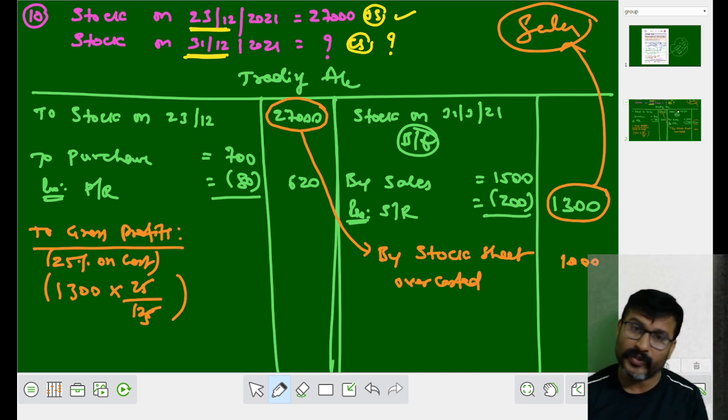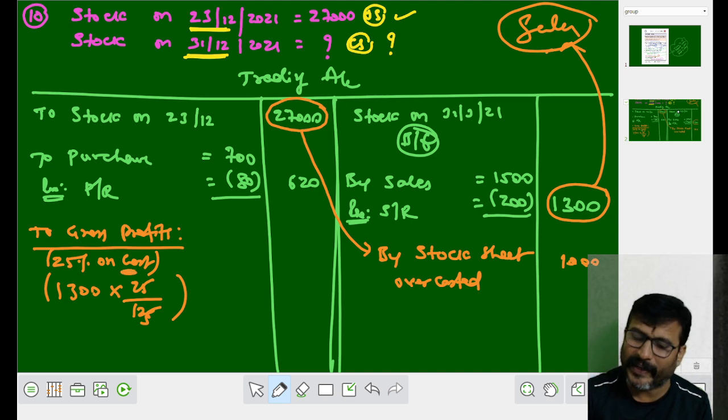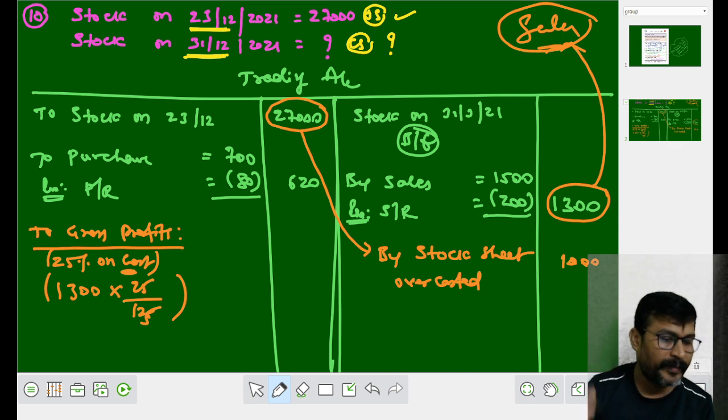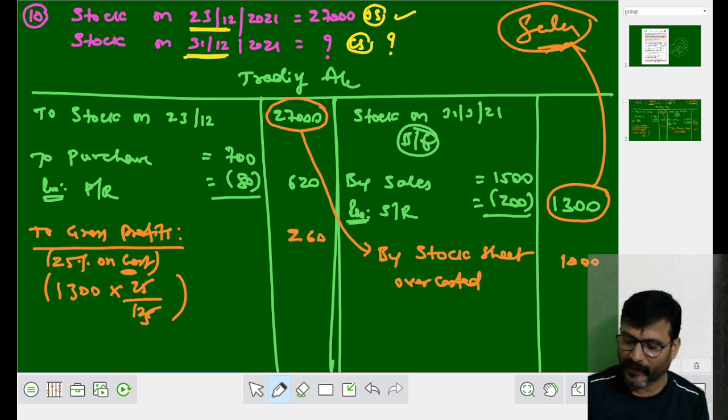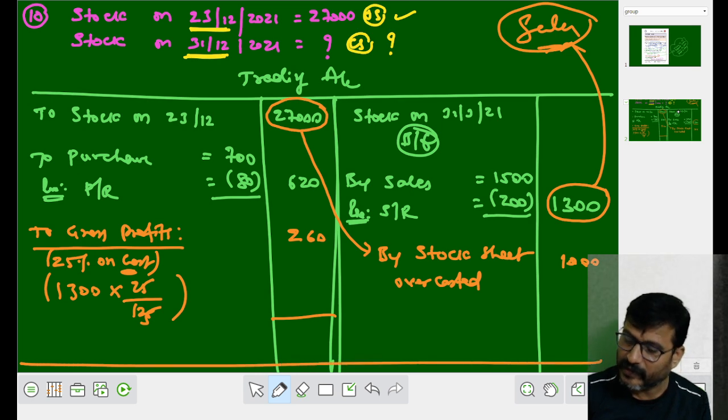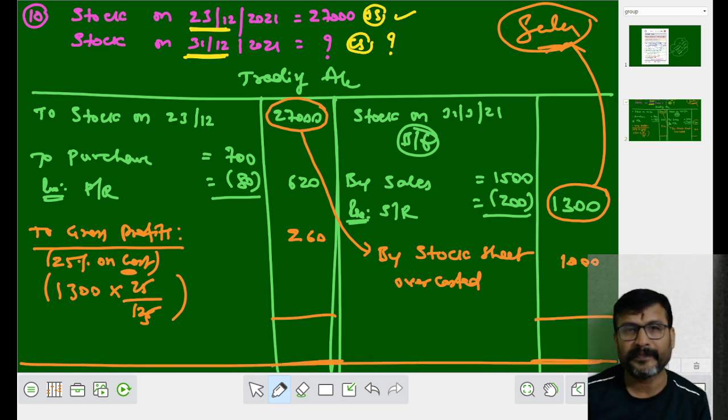Did you understand? That's what we have learnt in earlier classes. Profit is given on cost, but we have an amount of sales. Both are mismatched. In such case, we have to take 25 by 125. 1300 into 25 by 125 is 260. Now, my dear students, you close the statement.